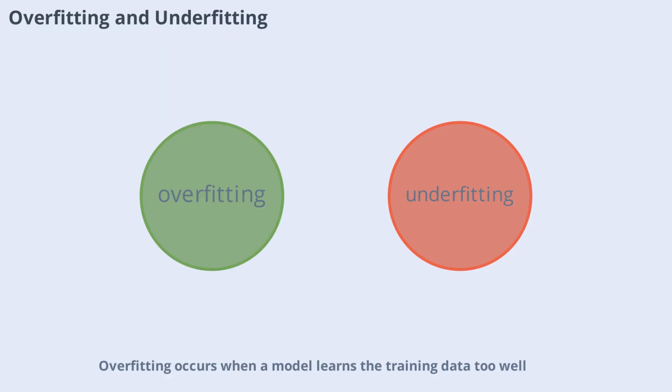Overfitting occurs when a model learns the training data too well, capturing noise instead of the underlying pattern. Underfitting happens when a model is too simple to capture the data's complexity. Evaluation metrics help detect both issues by comparing performance on training and validation sets. Monitoring these metrics ensures your model strikes the right balance between bias and variance.